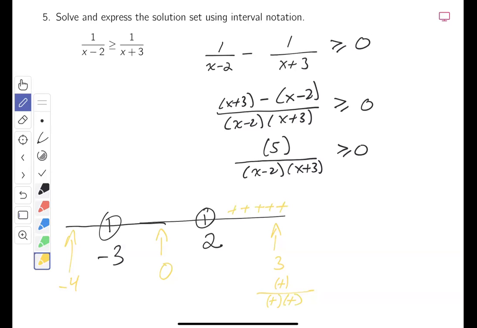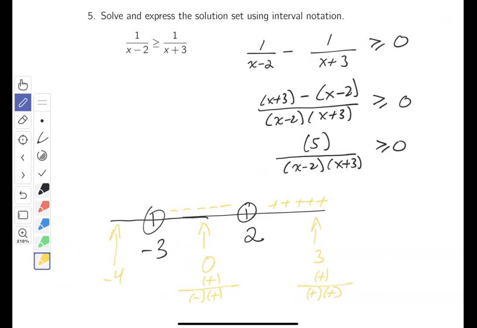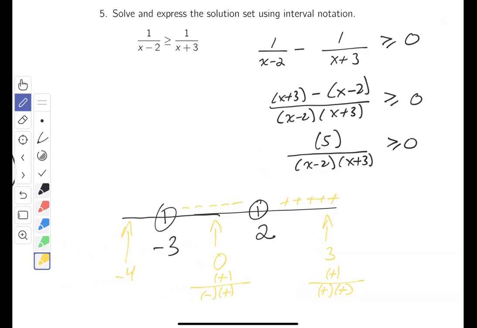All right, let's try 0. The top is 5, which is always positive. If you plug in 0 on the bottom, what do you get? A negative times a positive. Overall, what is that? A negative number. Again, if you can do this in your head, please do it in your head. Minus 4, plug it in. Top is always positive, it's 5. And minus 4 minus 2 is a negative number. And minus 4 plus 3 is also a negative number. So what do you get? A positive over a negative times a negative, which is a positive over positive, always positive.